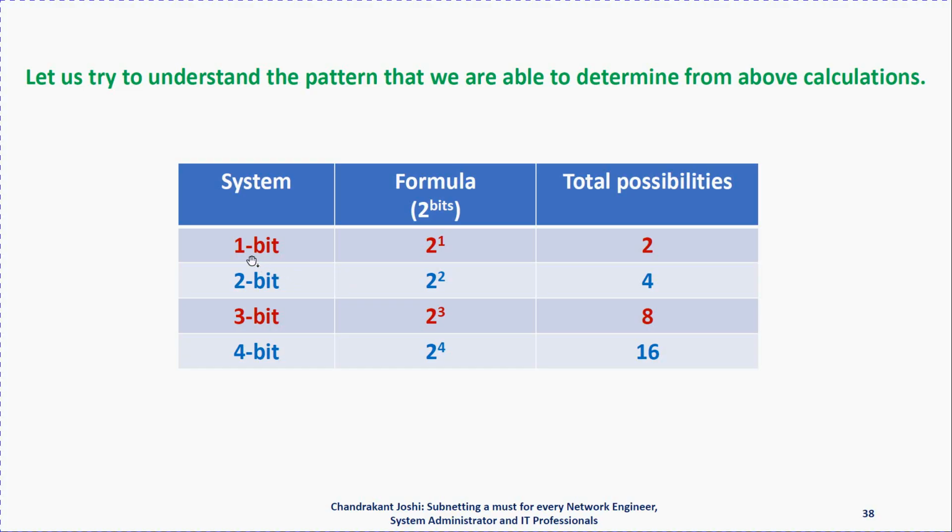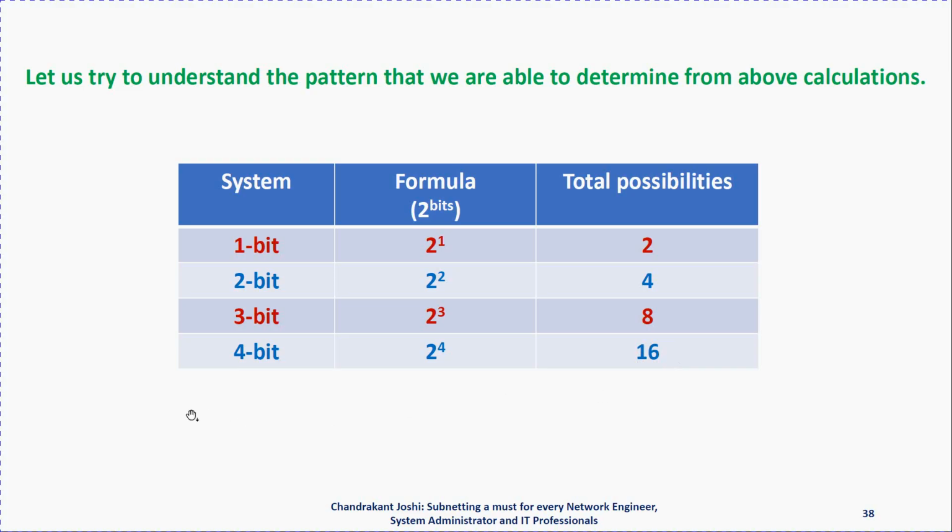Likewise, let us make a small table so that we understand this in a pattern way, or in a formula way. If we have a 1-bit system, then 2 to the power 1. There are two possibilities. If it is a 2-bit system, then 2 power 2. So there are 4 different possibilities, or 4 different combinations of writing these zeros and ones. 3-bit, 2 power 3. So 8 different possibilities. 4-bit, 2 power 4. So 16 different possibilities.